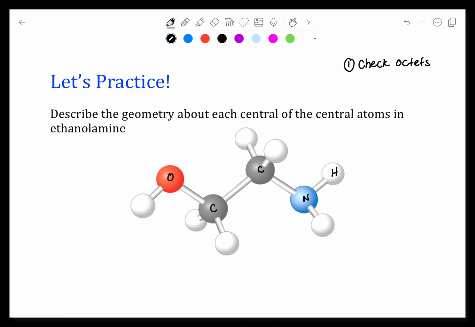So pause your video and put your lone pairs on these atoms so that they complete their octets. Some may not need lone pairs, some may. They may need 1, they may need 2. Okay, so just double check that everything has an octet.